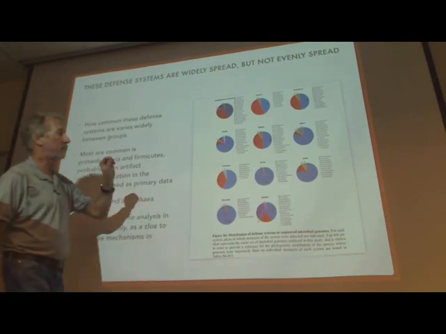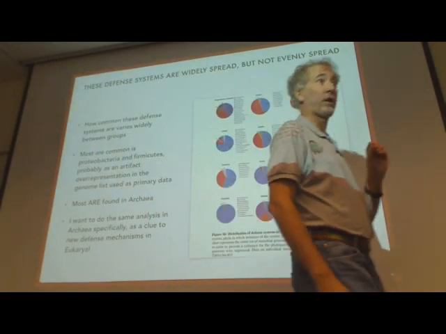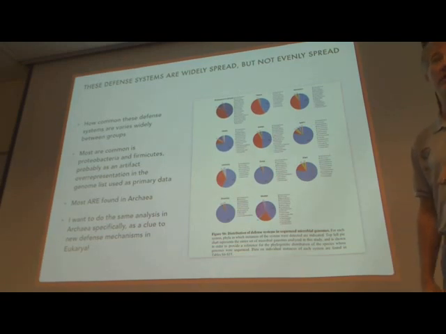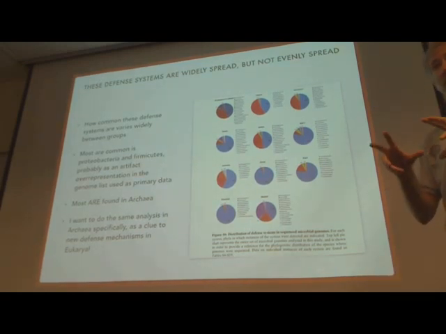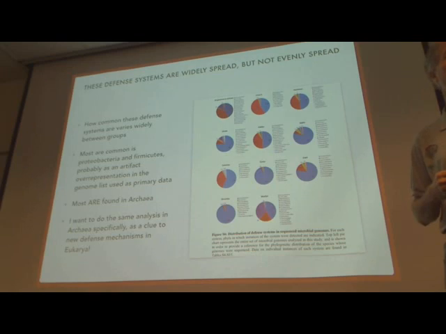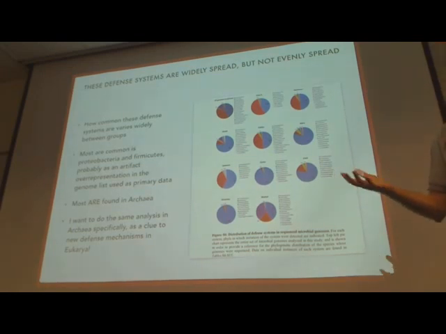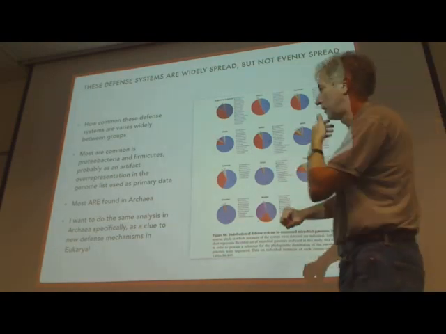Most of these are found both in bacteria and in archaea. I found this really interesting. Archaeal defense systems, you wouldn't really know what to expect with archaea, right? Maybe they would be found, because archaea and bacteria are not specifically related. CRISPR is found in both. Restriction enzymes are found in both. These seem to be as well.